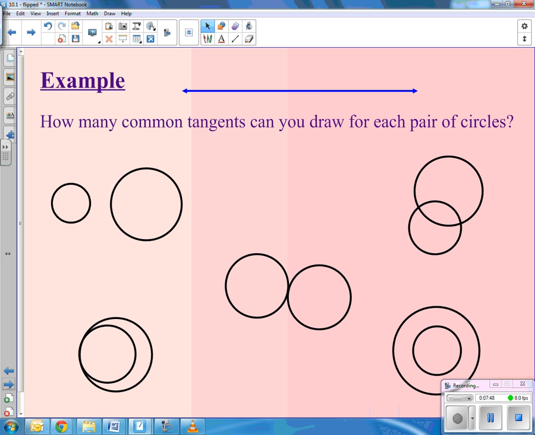I'm not going to show you the answers to this one, but I want you to pause the video and take a second and see if you can draw all of the common tangents for each pair of circles. Depending on how they intersect or don't intersect, some of them have more than one common tangent. So see if you can find all of them, and we'll talk about how many each pair of circles has in the next class.